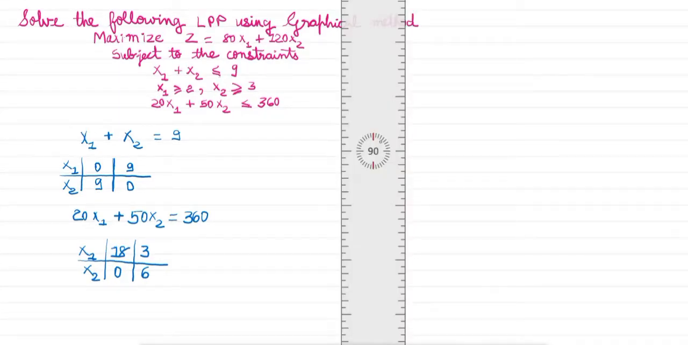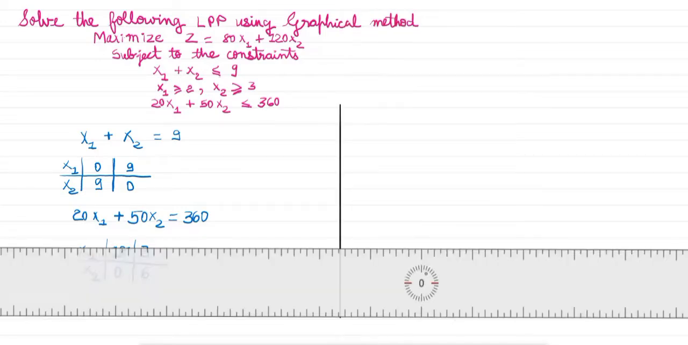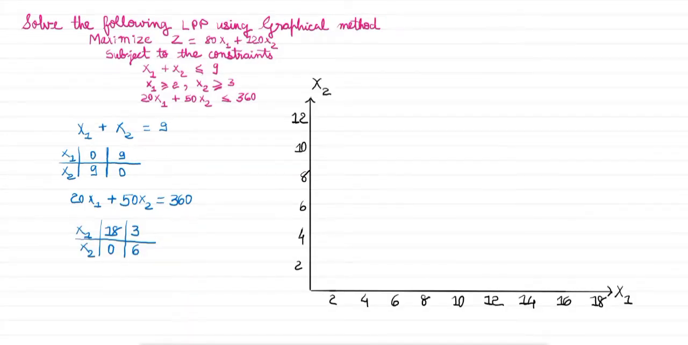Now I'll plot the x and y axis. And here we'll label the x-axis as x1 and y-axis as x2. And here, as we have found the points, we have the maximum value of x1 as 18 and for x2 it is 9. So I've done it like this: 2, 4, 6, 8, 10, 12, 14, 16 and 18. And here on the x2 I have taken it up to 12. Then I'll just plot the points.